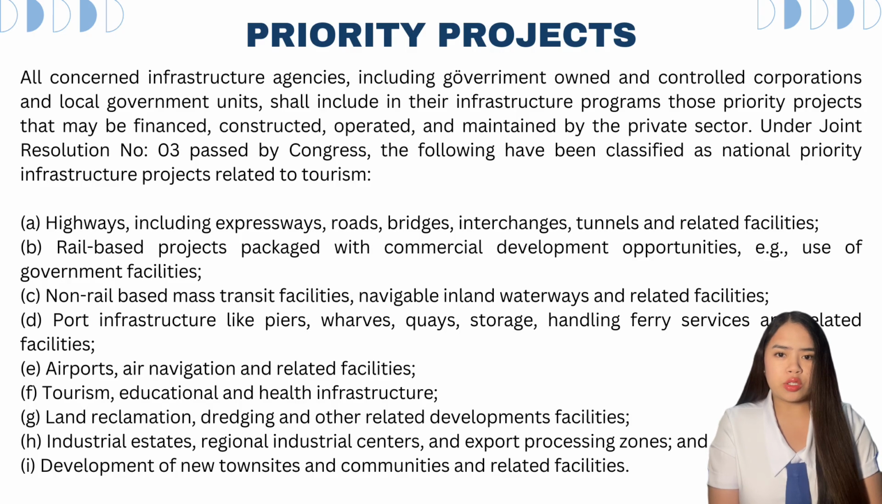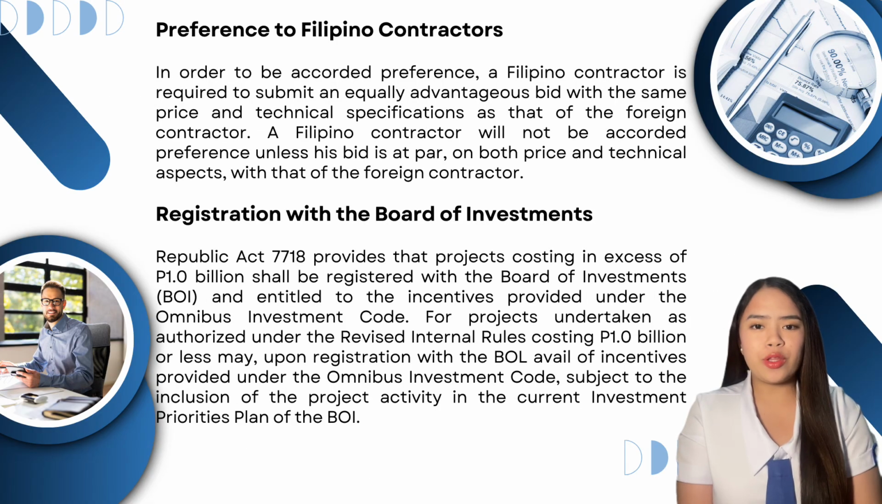Then port infrastructure like piers, wharves, quays, and storage, handling ferry services and related facilities. Then airport, air navigation and related facilities, and tourism, educational, and health infrastructure. Then land reclamation, dredging, and other related development facilities. Then industrial estates, regional industrial centers, and export processing zones, and development of new town sites and communities and related facilities.